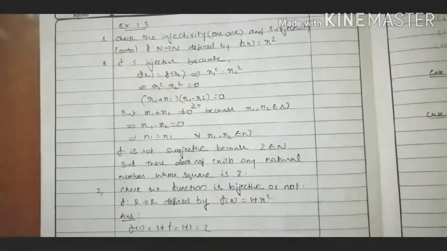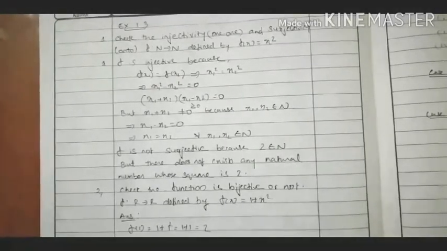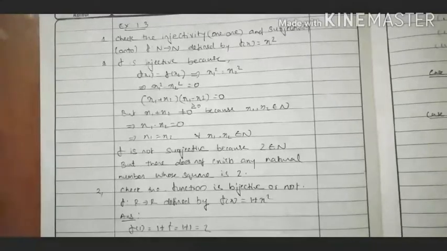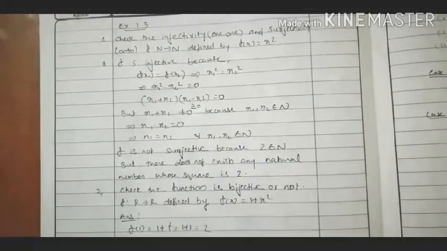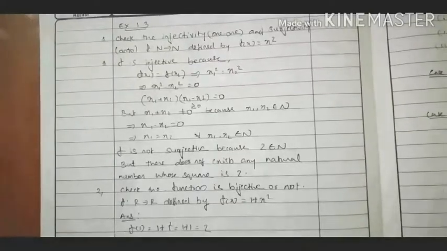Now, what is the condition? If f of x1 is equal to f of x2, and it is satisfying x1 is equal to x2, then we can say that it is 1-1. That is the condition. And next thing you have to check is whether it is onto or not.